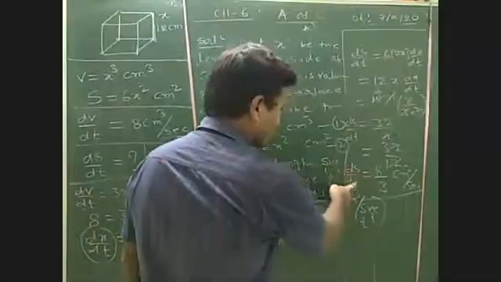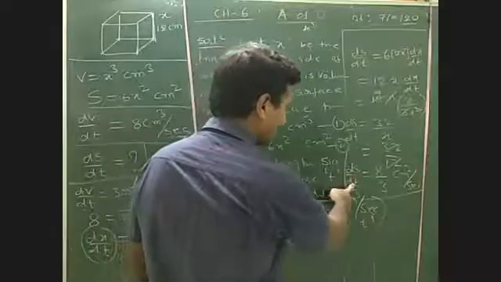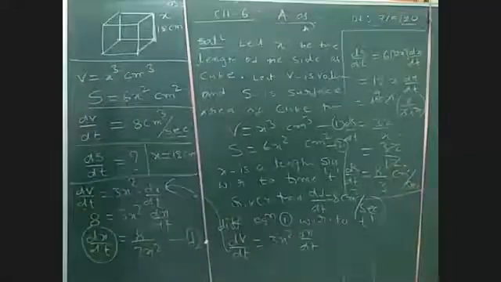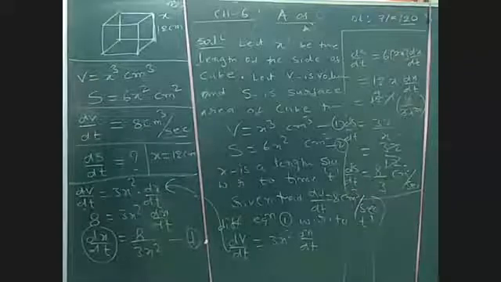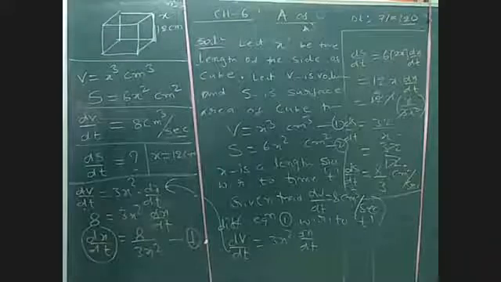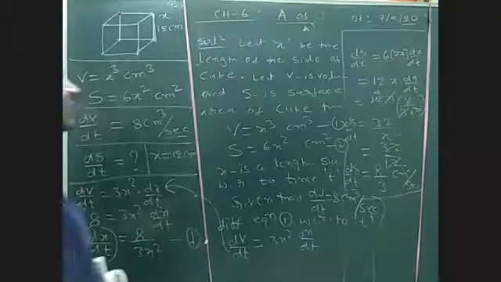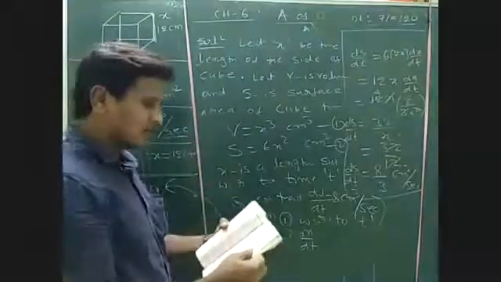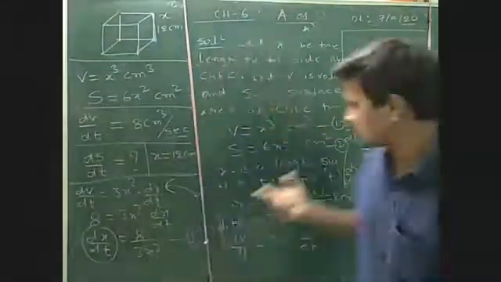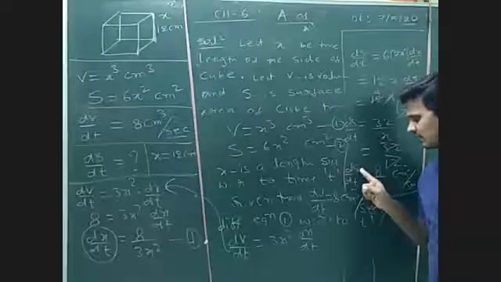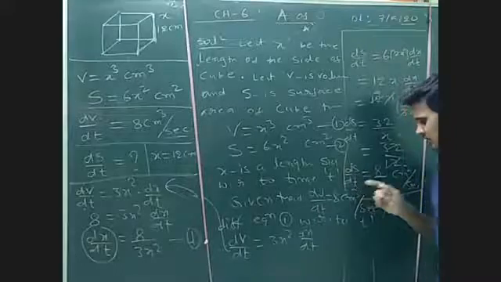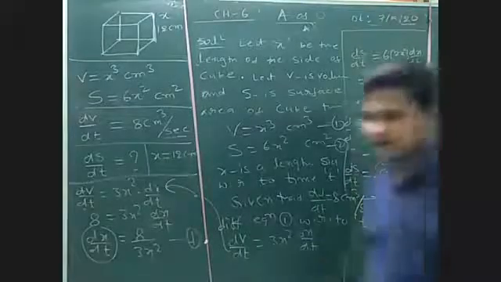The rate of change of surface area with respect to time t is 8 by 3 centimeters. For each second, 8 by 3 centimeter square will be changed. So when the volume is increasing, clearly they said that the volume of the cube is increasing, so the surface area is also increasing. Finally, the rate of change of surface area with respect to t is 8 by 3 centimeter square. Like that you can write.